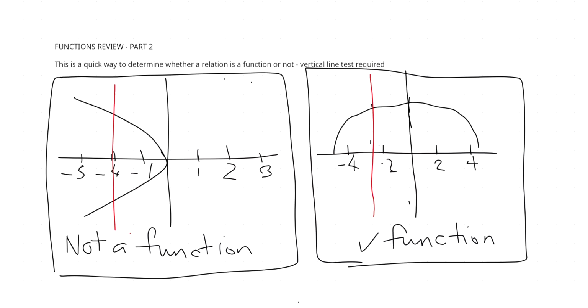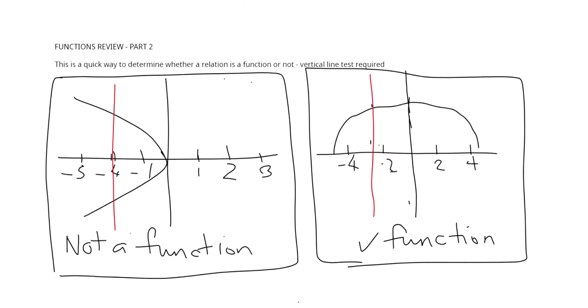On the second graph, we have a semicircle here. It's not fully drawn properly, but you get the idea. You have the red vertical line running parallel to the y-axis. And since it intersects the graph in only one location right here, then you can tell that this is a function.